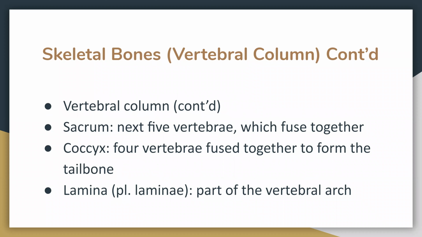Continue with the vertebral column. You have the sacrum, which are the next 5 vertebrae, and those fuse together. The coccyx also fuses together to form the tailbone, and that's 4 vertebrae. And then you have the lamina, or plural laminae, which are part of the vertebral arch.